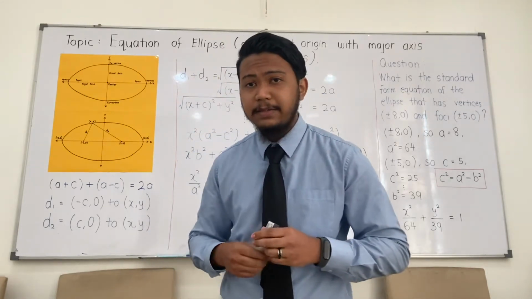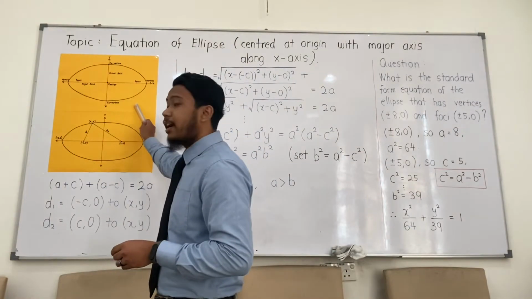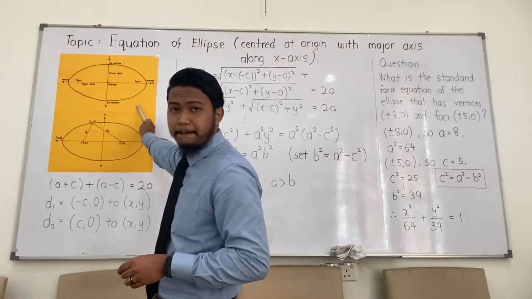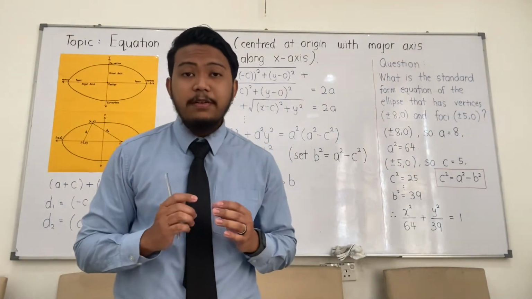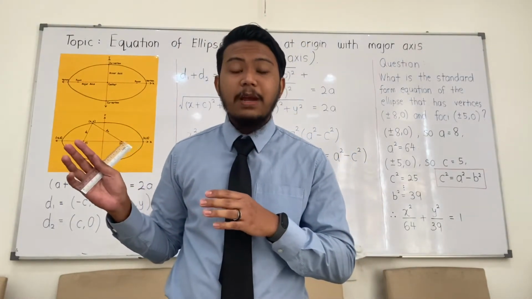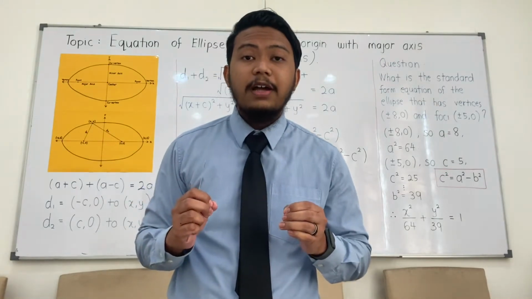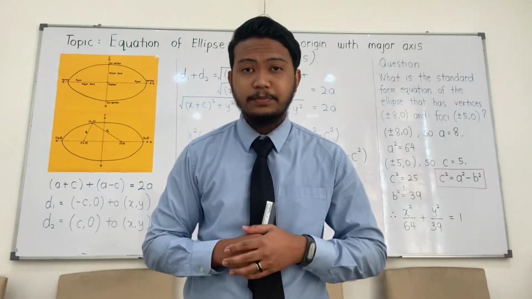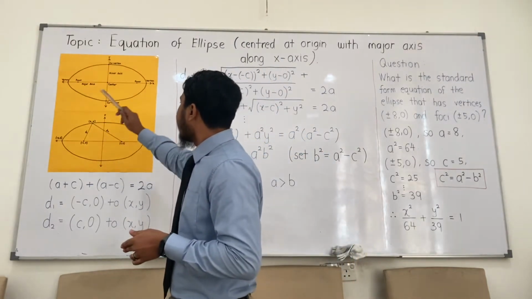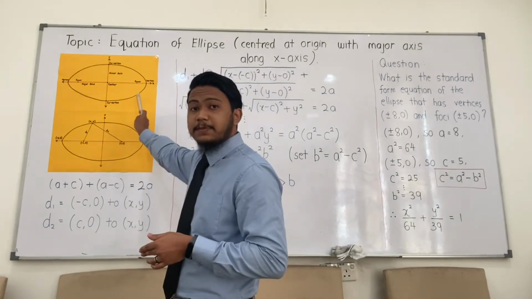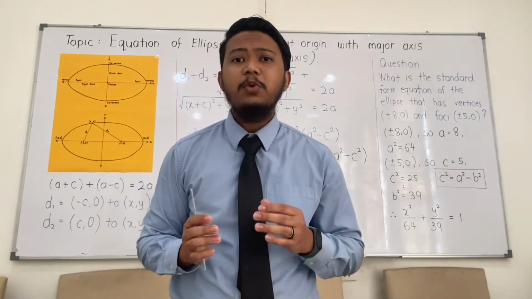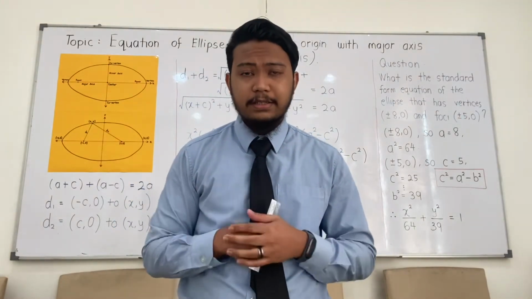Okay, as you can see from this diagram, this is the diagram of an ellipse. I'm sorry because the diagram is quite small, but I will try my best to explain to you clearly. Each fixed point we call as focus, or in plural we call as foci.